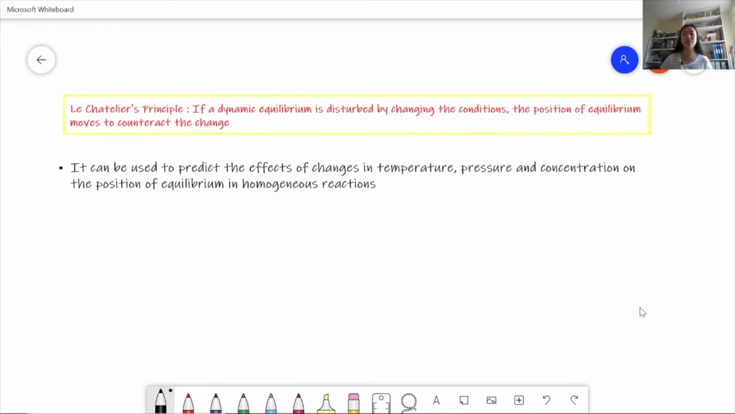So we can use this principle to predict the effects of changes in temperature, pressure, and concentration on the position of equilibrium in homogeneous reactions. And the meaning of homogeneous is that all the reactants and products are in the same state as each other.